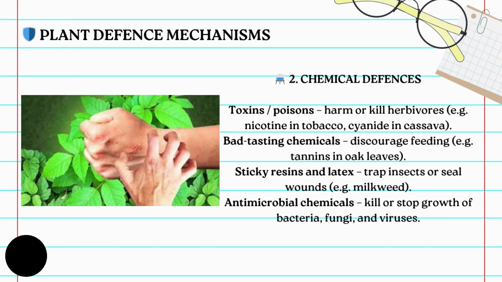So you might know poison ivy. When you touch poison ivy, you start getting some skin irritation. That is also a chemical defense mechanism. It releases chemical toxins that will harm you, either a person or the animals. So that's how plants protect themselves.